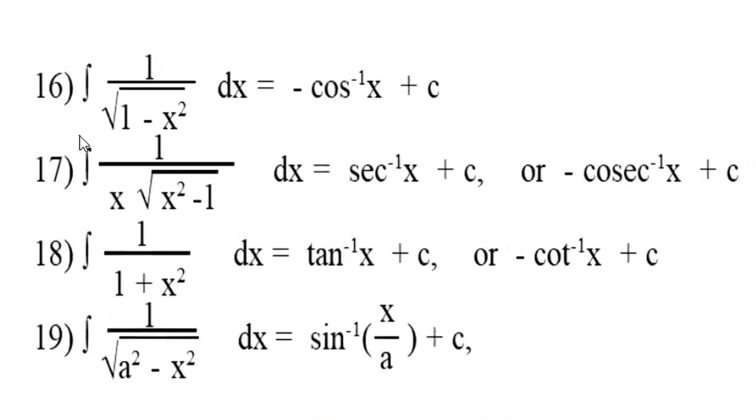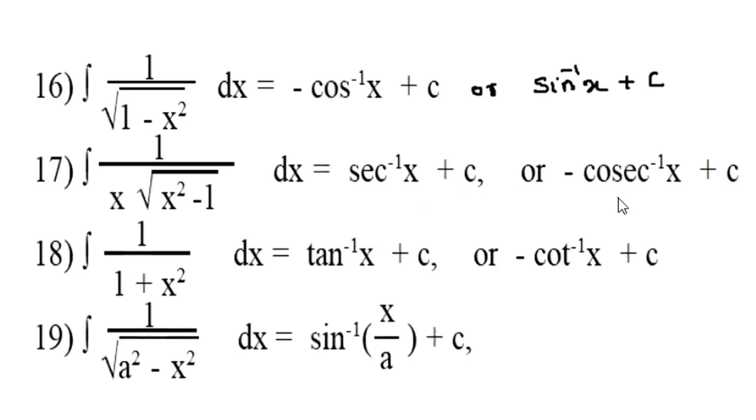Next is the 16th formula: integral of 1 upon under root 1 minus x square dx is equal to minus cos inverse x plus c, or it is also equal to sin inverse x plus c. So remember, integral of 1 upon under root 1 minus x square dx is nothing but sin inverse x plus c, or it is minus cos inverse x plus c. Next is the 17th one: integral of 1 upon x under root of x square minus 1 dx is equal to sec inverse x plus c, or it is equal to minus cosec inverse x plus c.